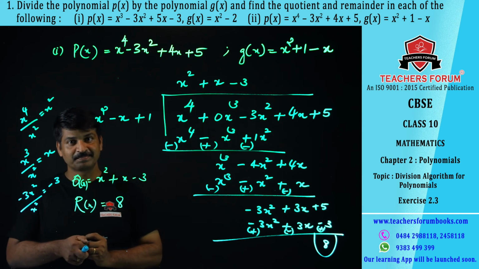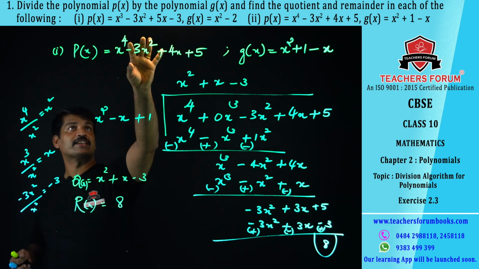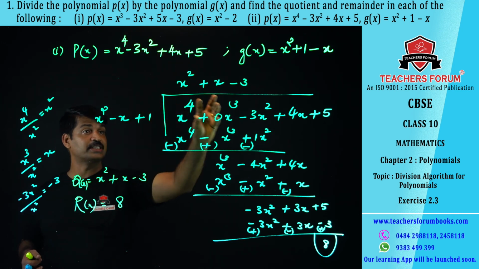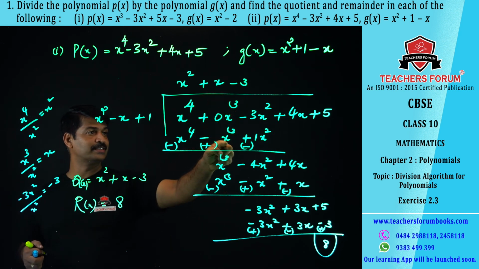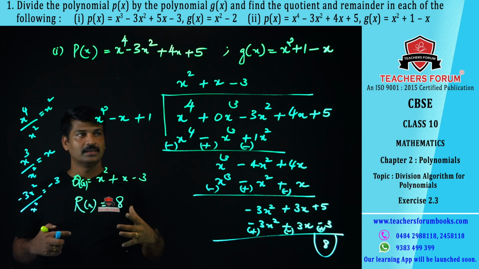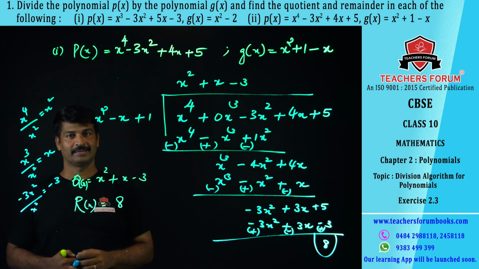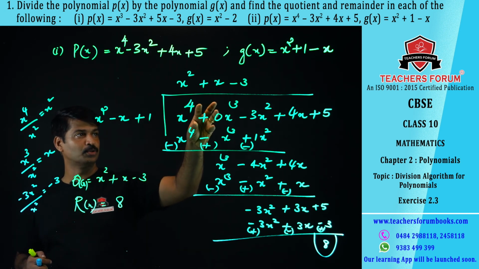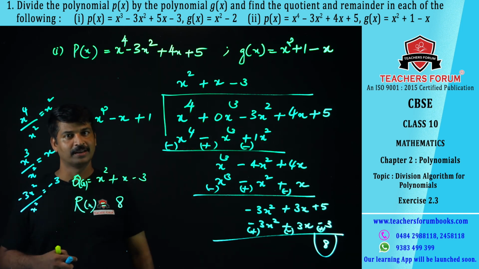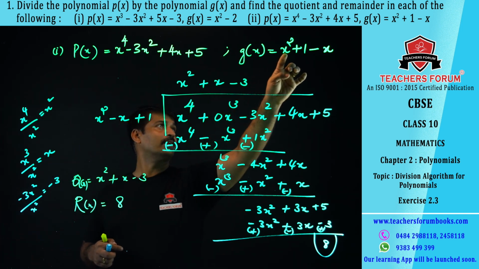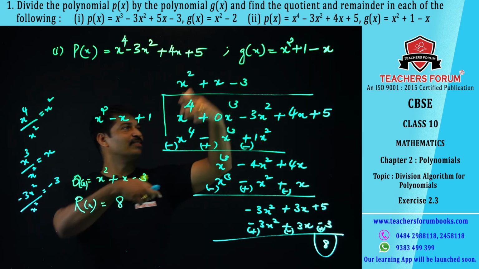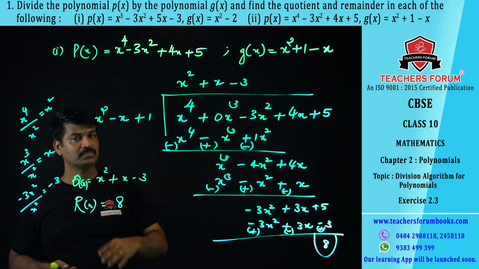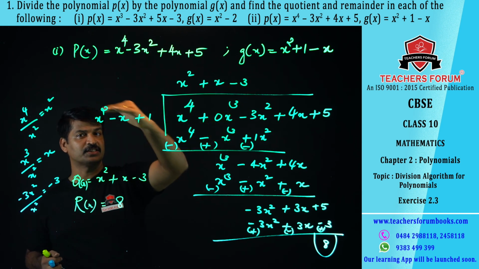Is it clear? Here 0x cube term is not given. So you just added 0x cube. If you do not write 0x cube, when you get x cube here, you cannot subtract properly. That's why we added a new term, that is 0x cube here. Okay. But here, x square, plus 1, minus x, it is not in the order. So what we have done? We have just arranged it in the standard form.